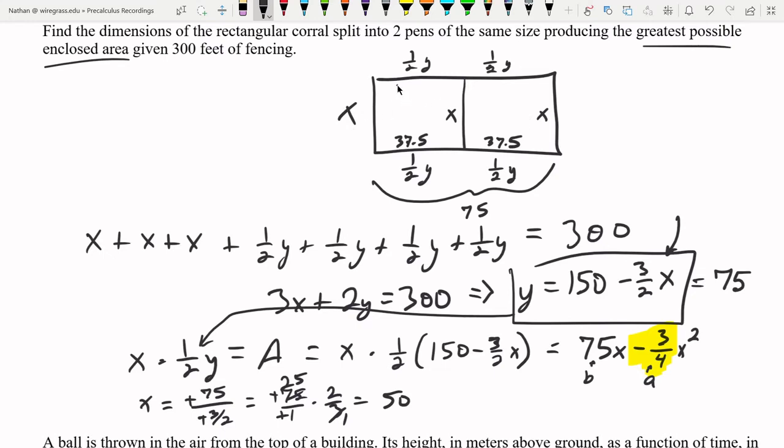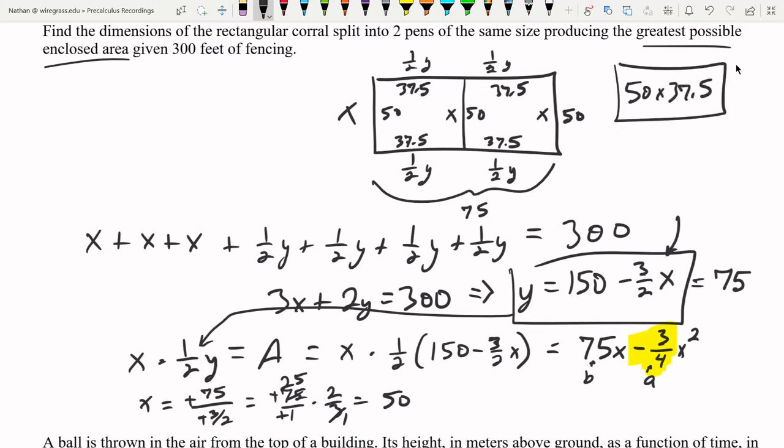And 37.5, 37.5, and of course x is just 50. So those are all 50. If you add them up, this is 75 plus 75 is 150. 50 plus 50 plus 50 is 150. That gives you 300 when you add them up. So we know that it's going to be 50 by 37.5 pens, and we have 2 of them, and that will give us the maximum squared feet for each pen.